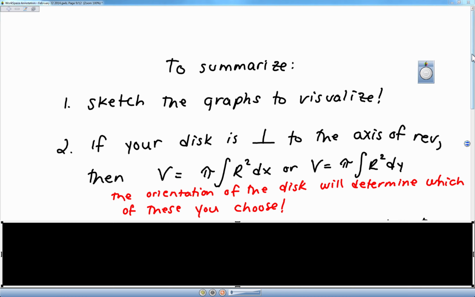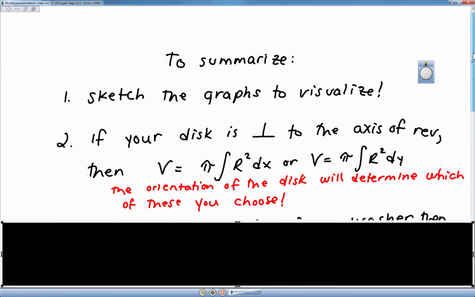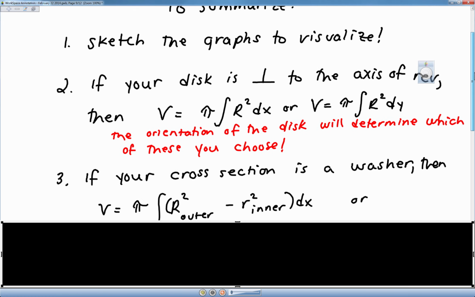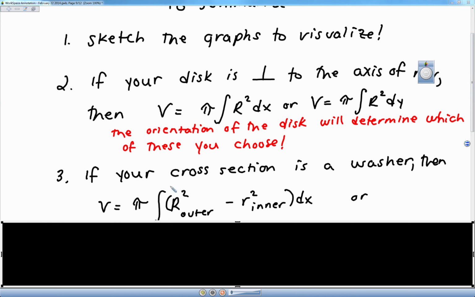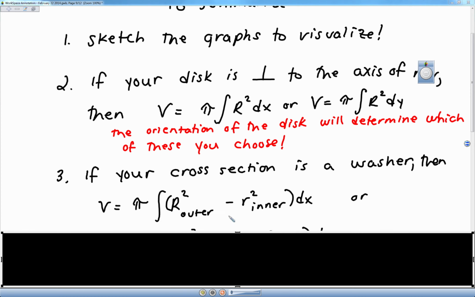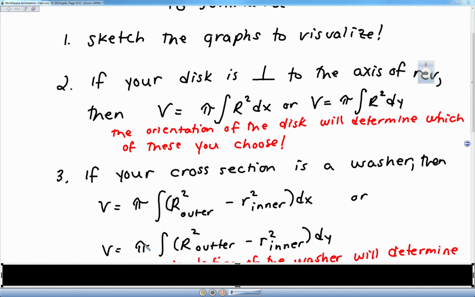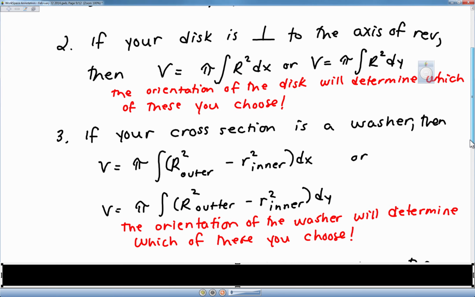Now, when we start to revolve around a different axis than simply the x or y axis, that is where we start to get something a little more complicated. We end up with the washer. And so if our cross section is a washer, then the volume is going to be pi times the integral of the area of the outer disk minus the area of the inner disk dx, or volume is going to be pi times the integral of the area of the outer disk minus the area of the inner disk dy. And again, which one of these we choose is going to be dependent upon the orientation of my washer.